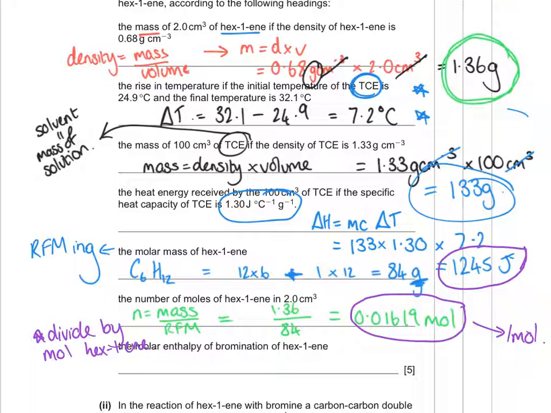We want to now work it out per mole of hexane, so for 1 mole of hexane. How we do that is we take our enthalpy change that we calculated in this part of the question, the 1245, and we divide it by the number of moles. Okay, so our enthalpy value is 1245. Our number of moles is 0.01619.